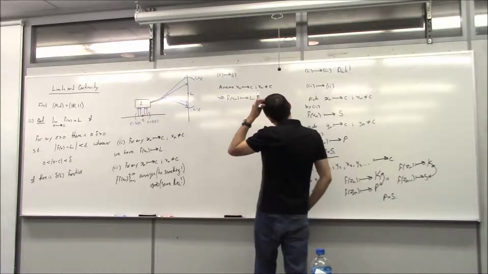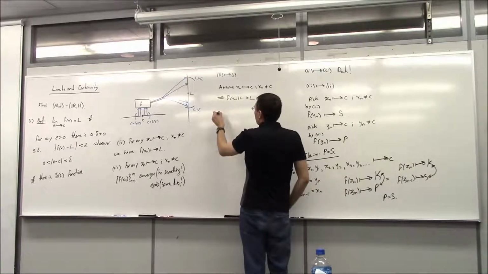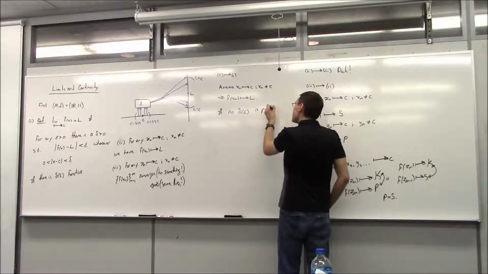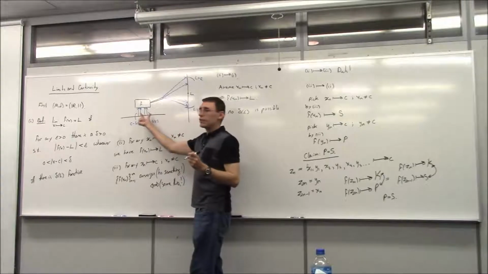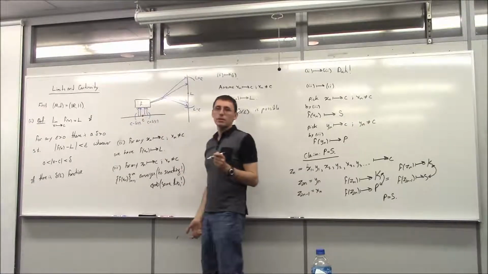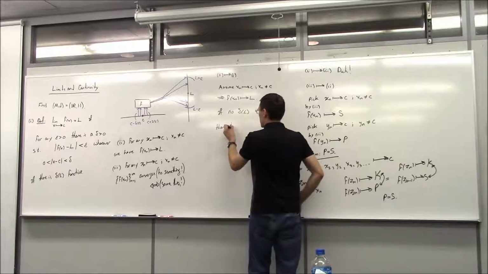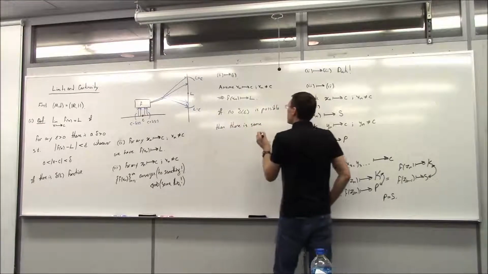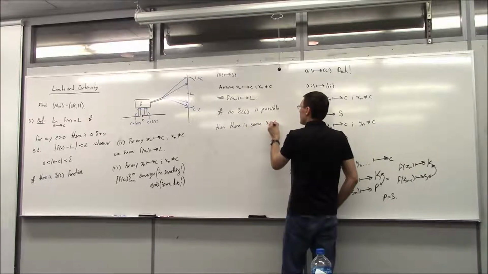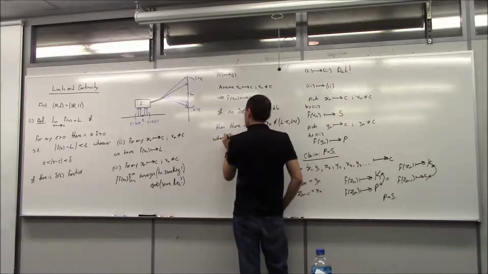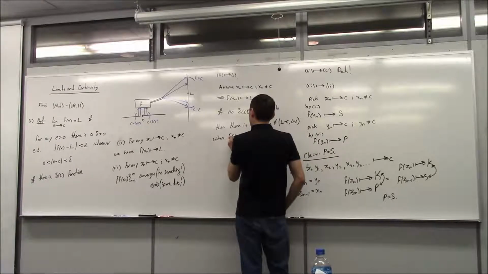And what do we get? If no delta epsilon is possible, in other words, if I cannot force the full punctured neighborhood to map within epsilon, then there is some xn that doesn't belong to L minus epsilon, L plus epsilon, when we take delta of 1 over n.